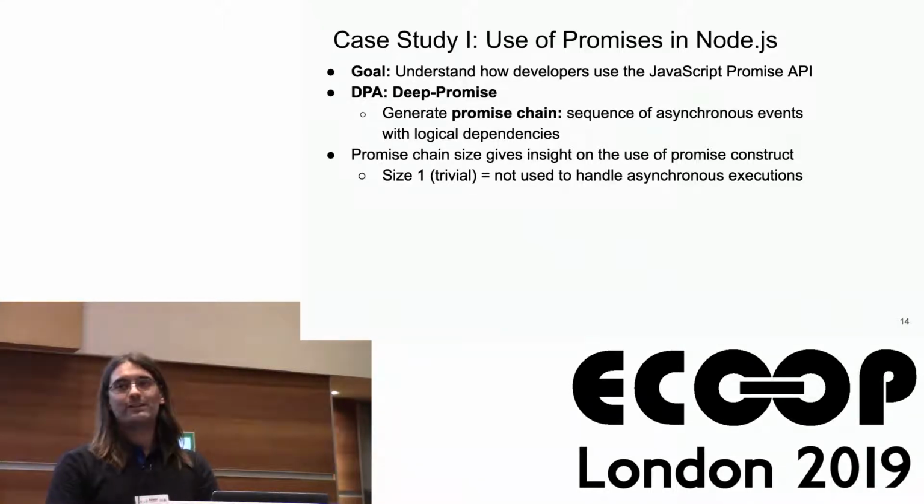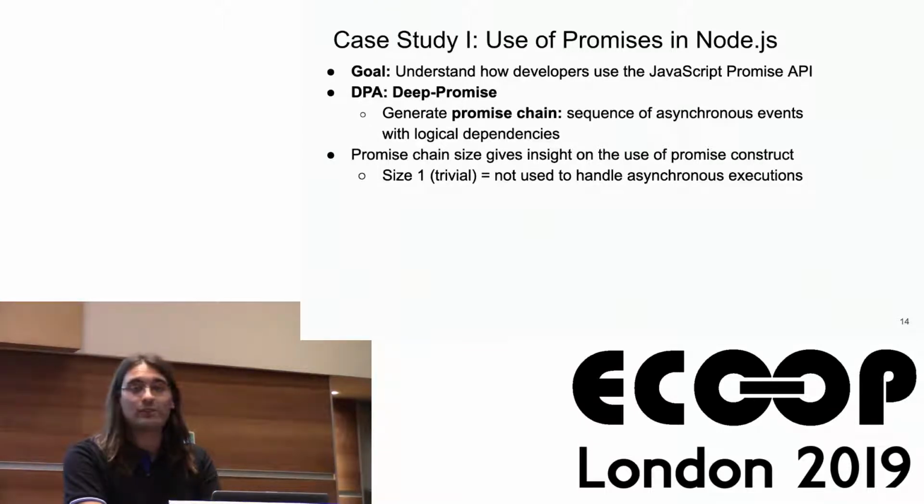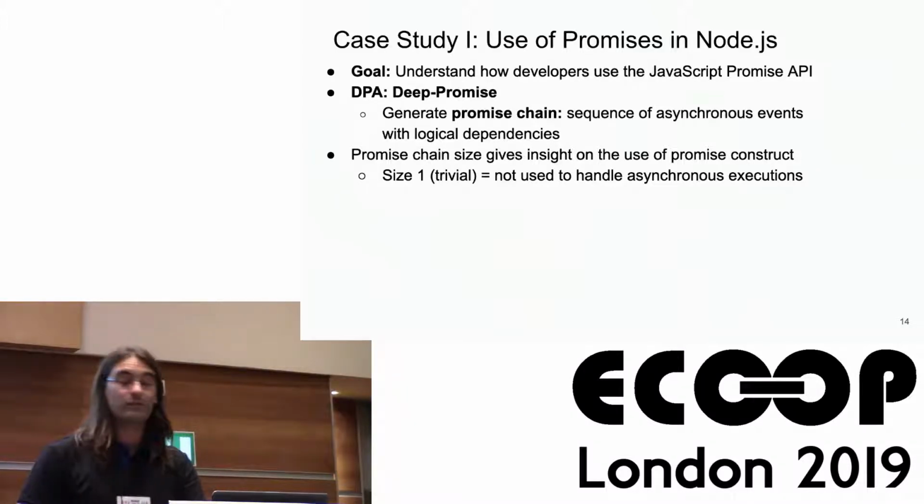A promise chain is essentially an acyclic data structure showing the dependencies between promises and the values that resolve or reject each promise. In this use case, we focus in particular on the size of the promise chains, which essentially expresses the number of promises inside the chains, which can give us insight about the use of the promise construct. And we define as trivial a promise chain of size 1. The reason is that such chains have no subsequent reactions to be executed asynchronously, which means that these chains are essentially not used to handle asynchronous executions.